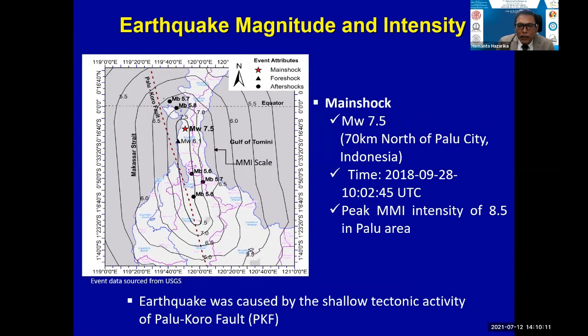The earthquake was of moment magnitude 7.5, and it took place on September 28 in the morning with a peak MMI intensity of about 8. And it was caused by the shallow tectonic activity of this Palu Koro fault. So it's a fault-induced earthquake.